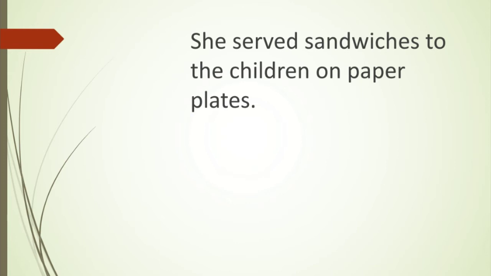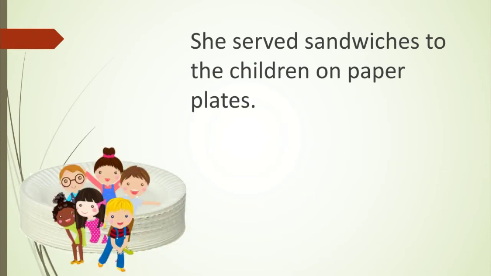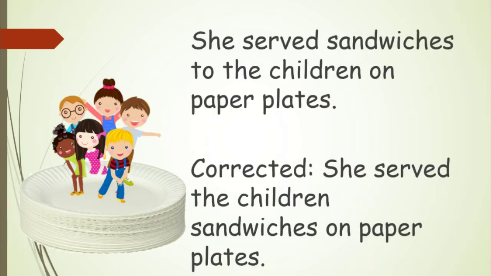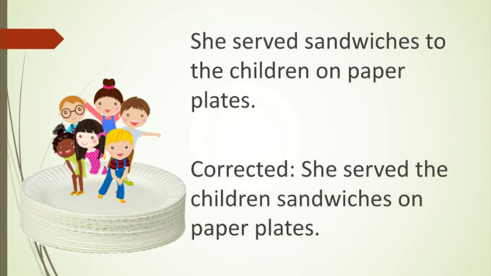So what have you noticed in this sentence? What is the misplaced modifier? This sentence makes it seem like the children were on the paper plates. How are we going to correct the sentence? Our goal is to modify the noun sandwiches, but it is improperly separated from the prepositional phrase, on the paper plates. So to correct this, it should be, she served the children sandwiches on paper plates. Now, the sandwiches are on the paper plates and not the children.